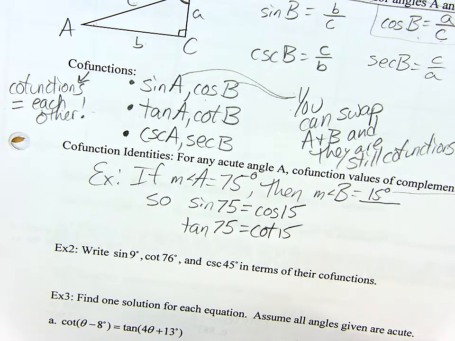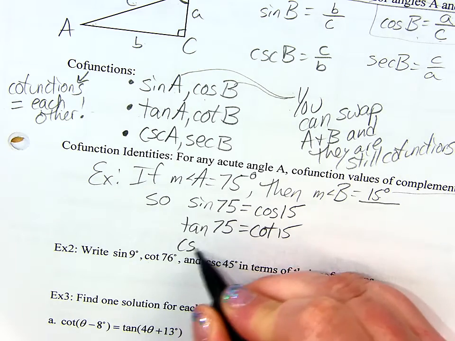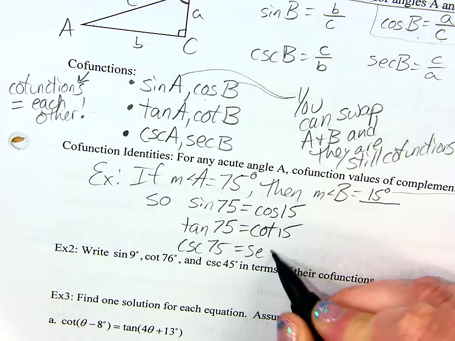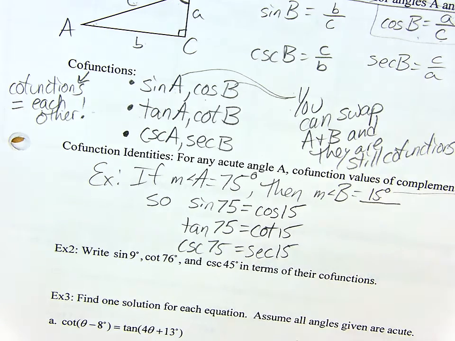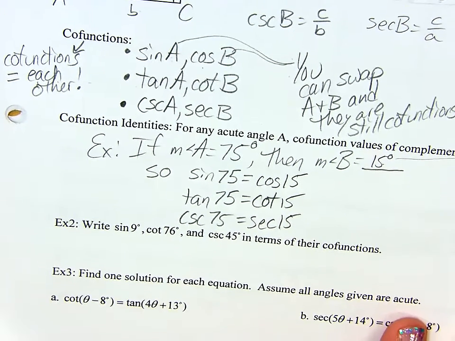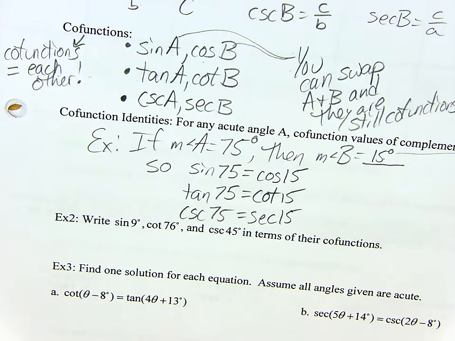And one more. Say I did cosecant of 75, it would have to equal secant of 15. Does that kind of make sense? A little bit? Okay. So now this next example, they want you to write these in terms of their cofunctions.